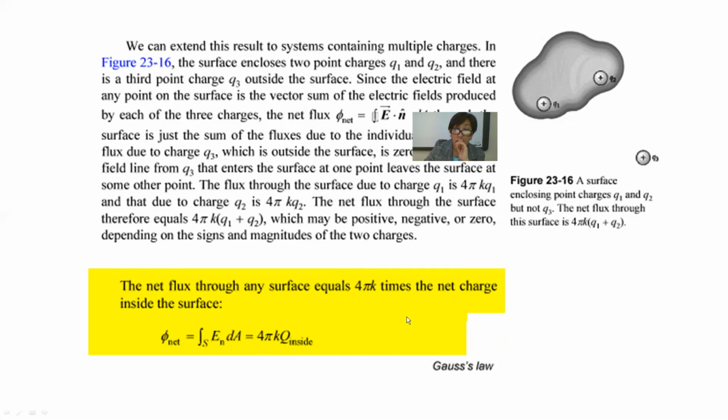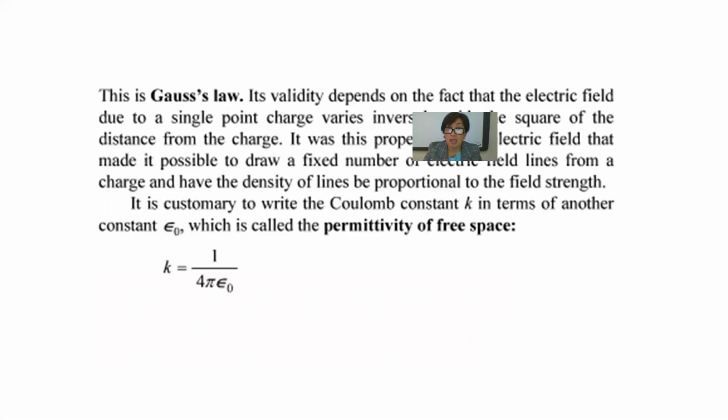And now the formula: the net flux through the surface equals 4πk times the net charge inside. This formula is Gauss's law. The net flux through the surface equals 4πk q inside, and q may be positive, negative, or zero, depending on the sign and magnitude of the two charges. This is Gauss's law.